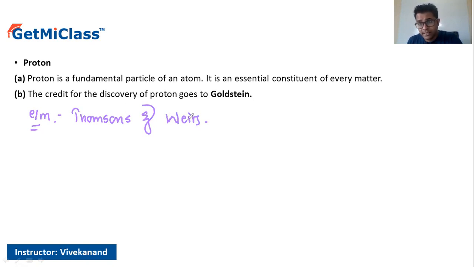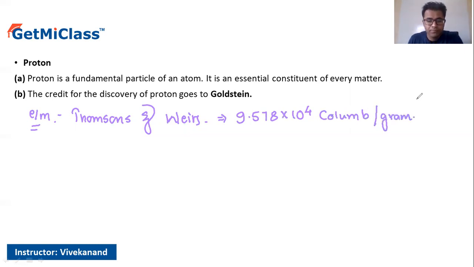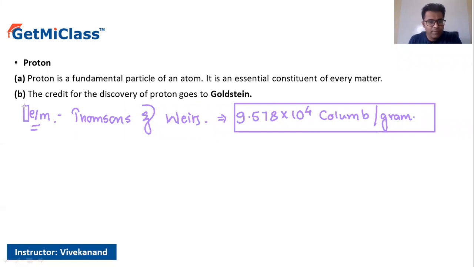Now, they estimated the exact amount of e/m for the proton, and they calculated the value as 9.578 × 10^4 coulomb per gram. This is what they gave us: the value of e/m of a proton.